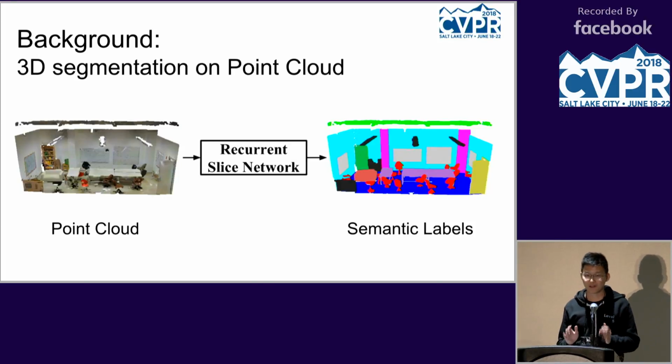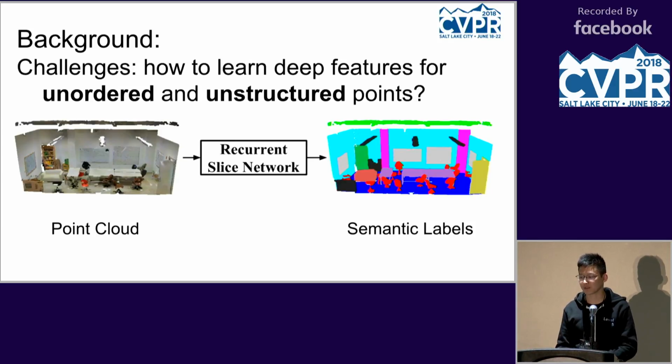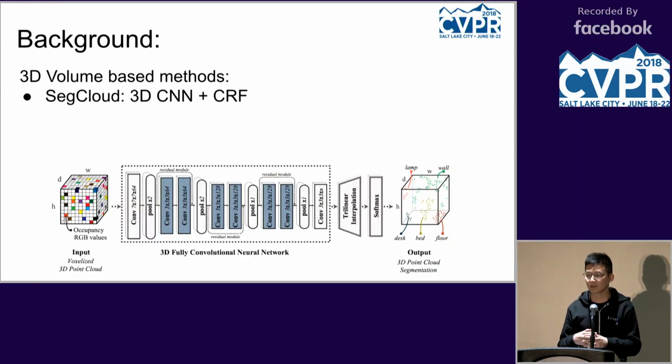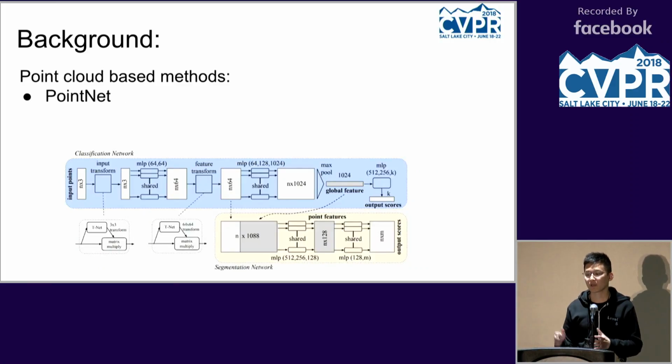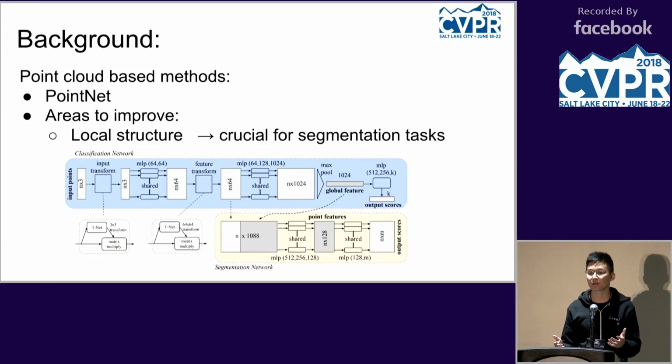This problem is challenging because it's really hard to apply traditional end-to-end deep networks to unordered and unstructured points. So many existing works use something like 3D volumes so that you can apply 3D CNNs to that. However, it's very slow, and there may be some information loss in the voxelization stage. Some other methods use point clouds directly as inputs, for example, PointNet. PointNet works great, but there's no local structure modeling in PointNet. As we all know, local structure modeling is crucial for segmentation tasks.